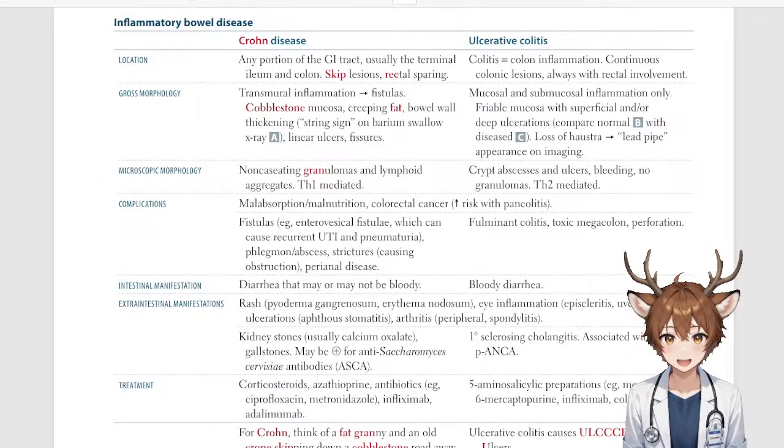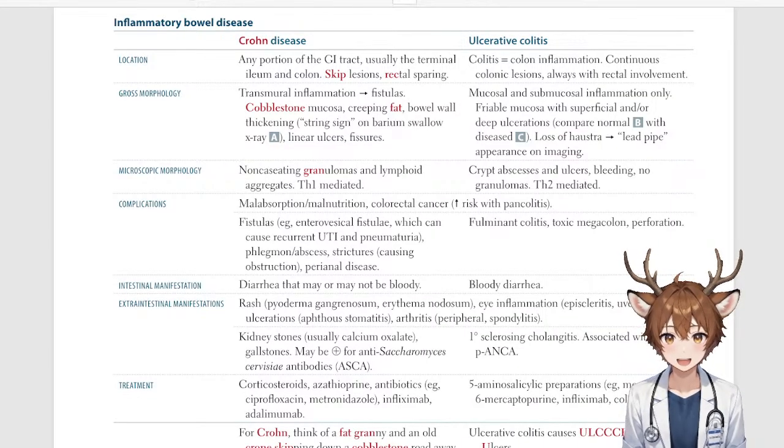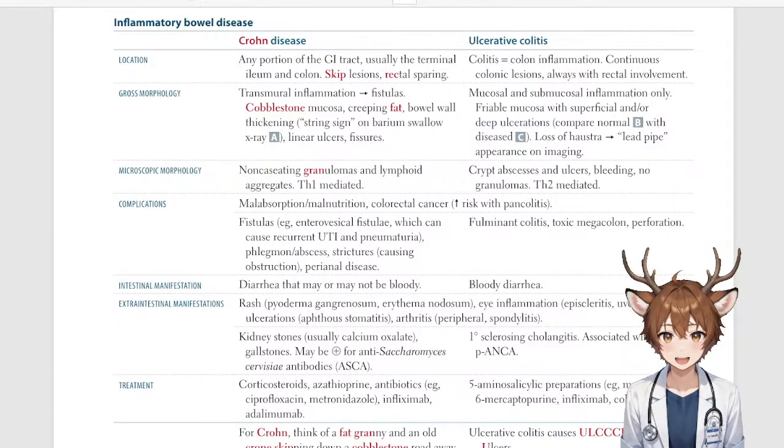Complications of Crohn's, malabsorption/malnutrition, colorectal cancer with increased risk of pancolitis, fistulas, intravesical fistula, which can cause recurrent UTI and pneumonia, and pneumaturia. Phlegmon/abscess, strictures causing obstruction, perianal disease. I'm sorry if I don't know the correct pronunciation of phlegmon. Intestinal manifestation, diarrhea that may or may not be bloody.